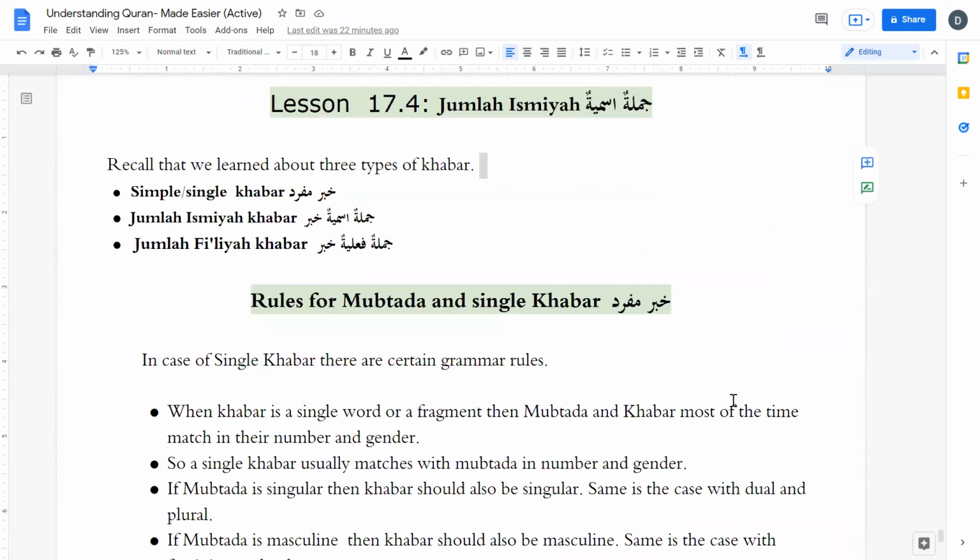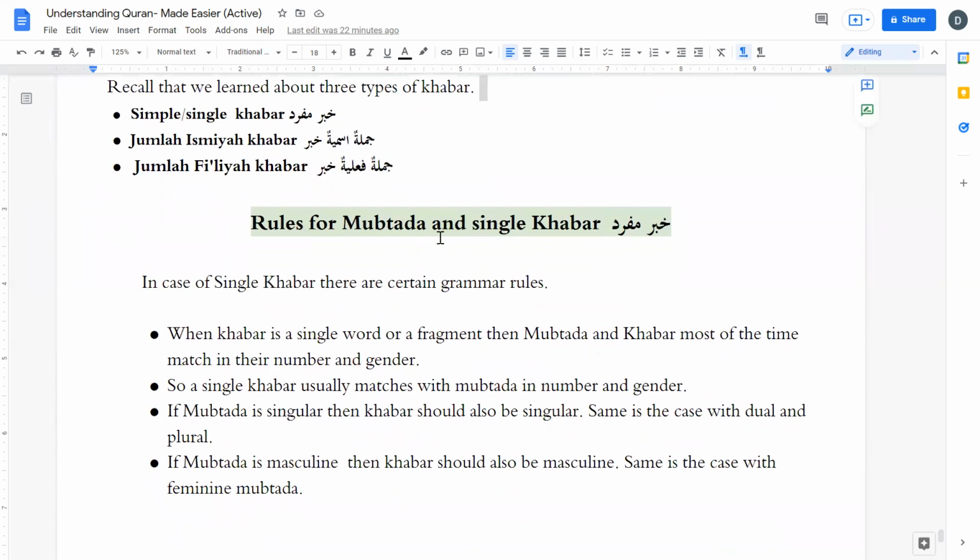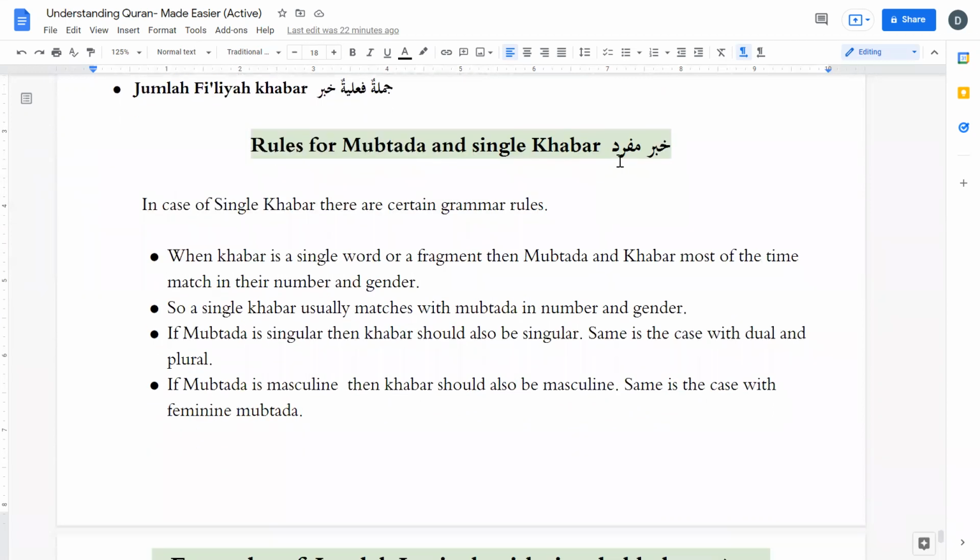So now coming to today's topic. Today's topic is rules for mubtada and single khabar. Single khabar, simple khabar, which is called khabar mufrad. And we know khabar mufrad is a single word khabar or a single fragment khabar. In that case, when we have a khabar which is either a single word or a single fragment, then mubtada and khabar most of the time match in their number and gender.